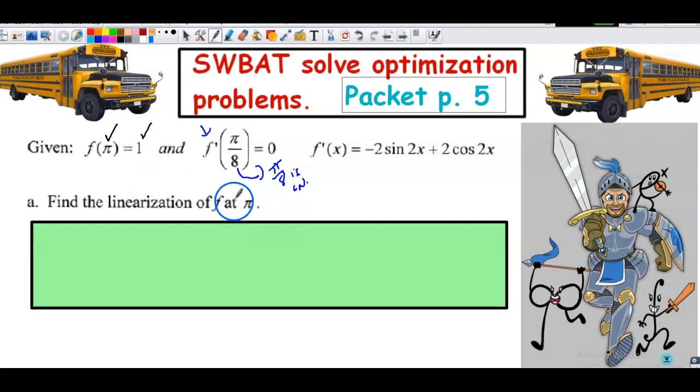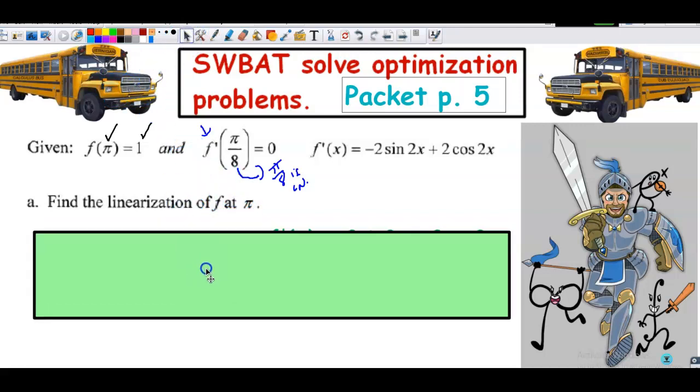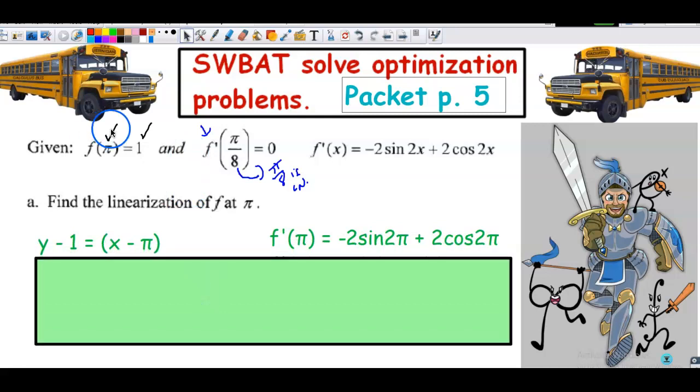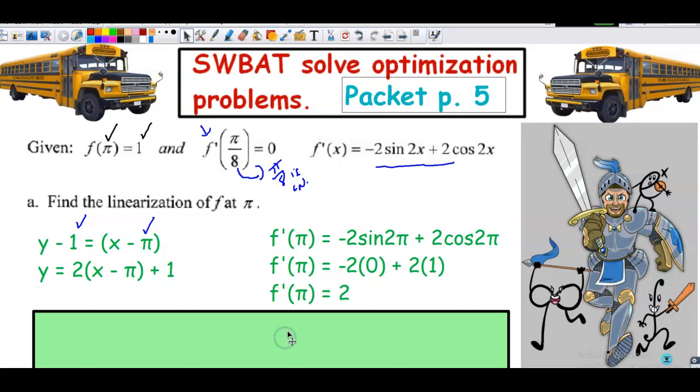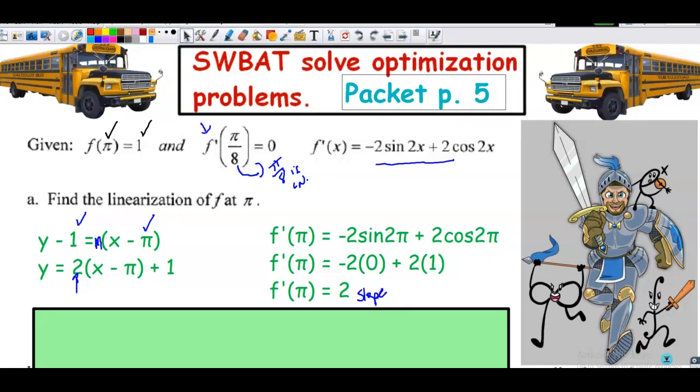So find the linearization of f at pi. So linearization tells us to write the equation of a tangent line. So I'm going to substitute the given x value of pi in place of x. We're given the y value of 1, which is substituted here. And we're going to substitute pi into the first derivative, which is given to be here. And when you find f prime of pi, you get a slope of 2. So this is right here, the slope of my tangent line, slowly and carefully going through the trig. And so I substitute 2 in place of m, and I need an m right there. Let's throw that in there. And so that is the linearization, writing the equation of the tangent line.